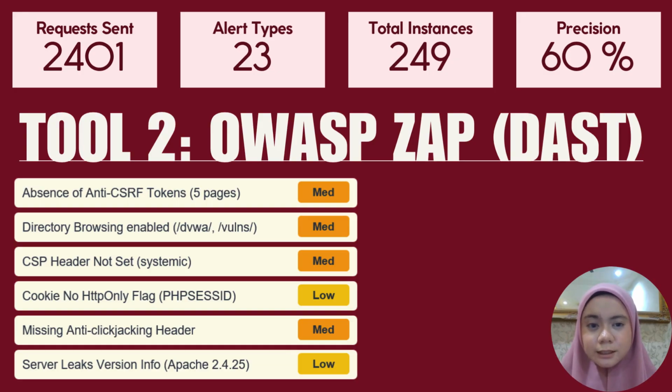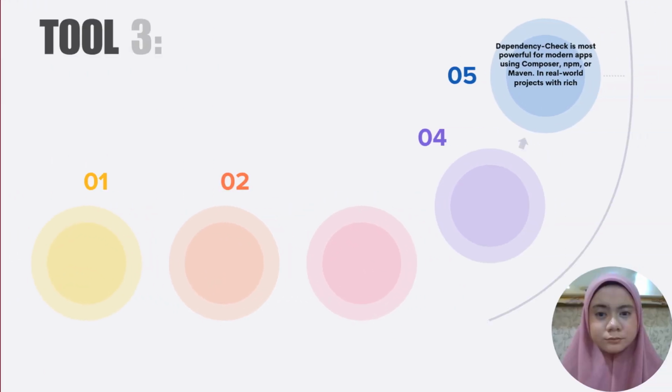Key findings include the absence of anti-CSRF tokens across 5 pages, directory browsing enabled on the DVWA and vulnerabilities folders, a missing content security policy header across the site, the PHP session ID cookie missing the HttpOnly flag, a missing anti-clickjacking header, and the server leaking its Apache version information. Most of these are medium risk, with cookie and version disclosure issues rated low.